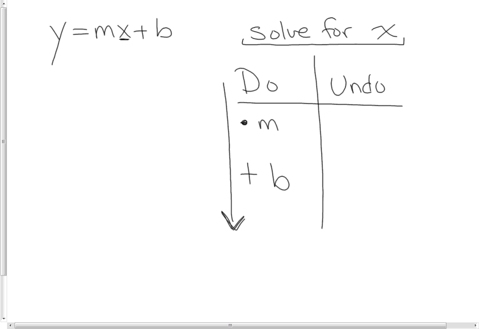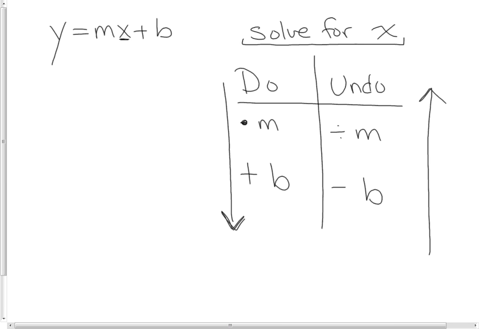Now undo is just like it sounds. We want to do the opposite. So to undo multiplying by m, we divide by m. To undo adding b, we subtract b.